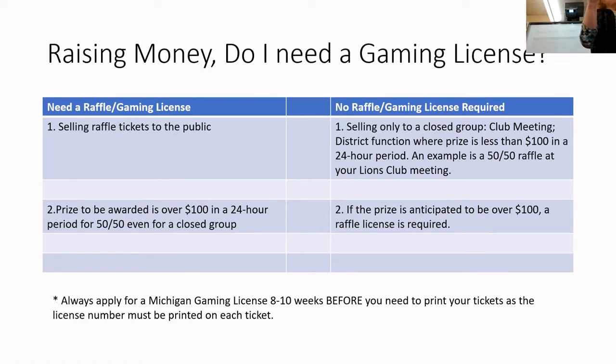Now, always apply for a Michigan gaming license 8 to 10 weeks before you need to print your tickets, as the license number has got to be printed on the tickets. I happen to be an Altrusan as well as a Lion, or an Altrusa member, and our club right now is waiting for a Michigan gaming license for our diamond raffle, where we're going to award a diamond to someone in a drawing the first week in December. We can't print tickets yet until we get that license.